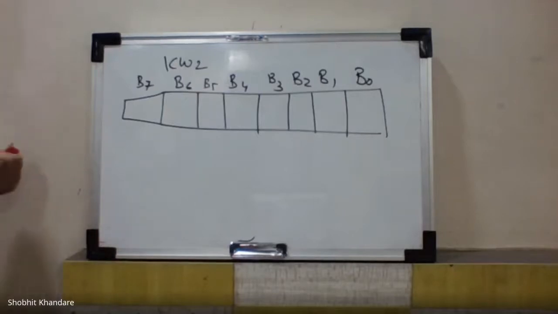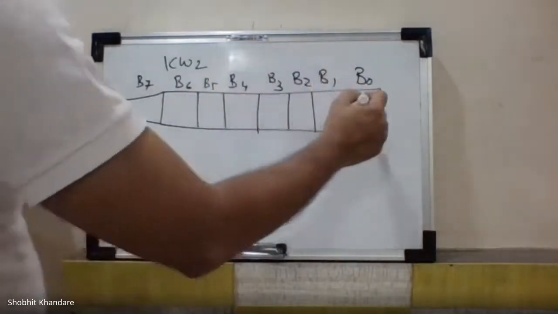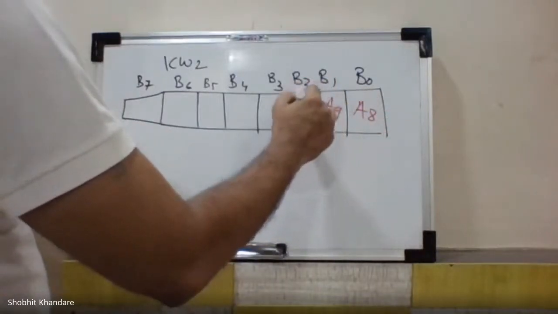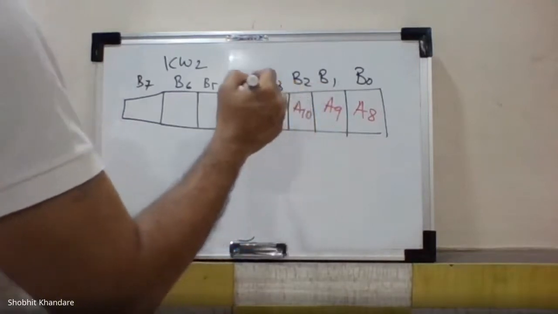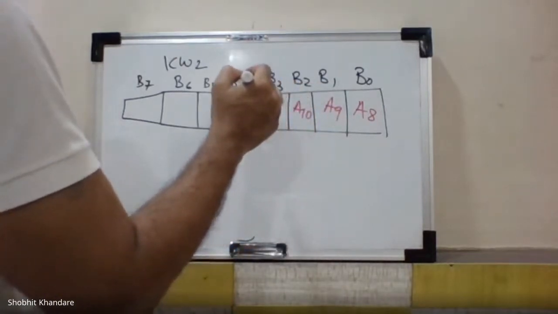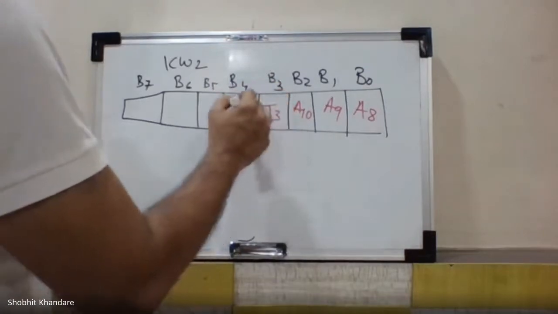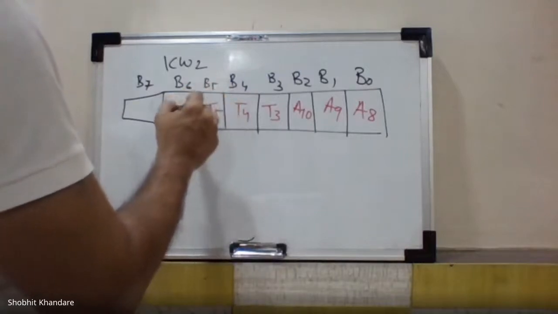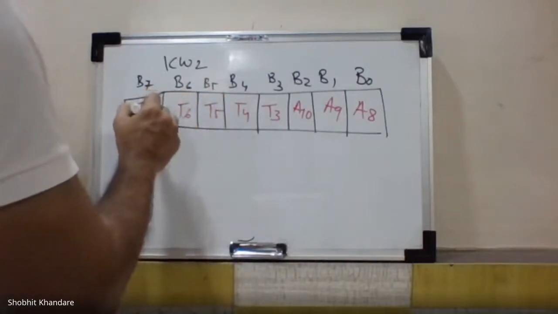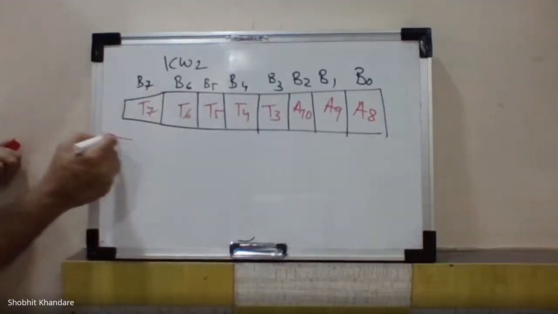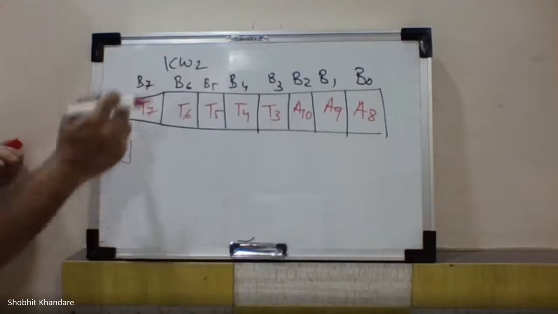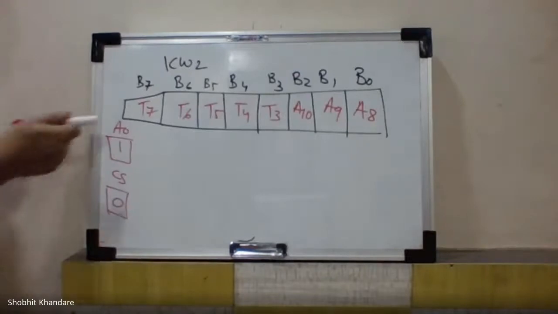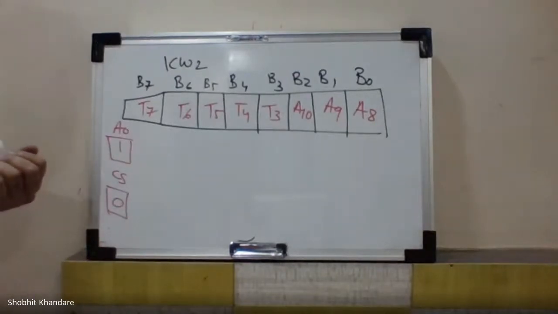And what is there inside? Inside we have A8, A9, A10, then you have T3, T4, T5, T6 and T7. If you want, you can write down A0 in this ICW2 should be 1 and your CS should be 0.